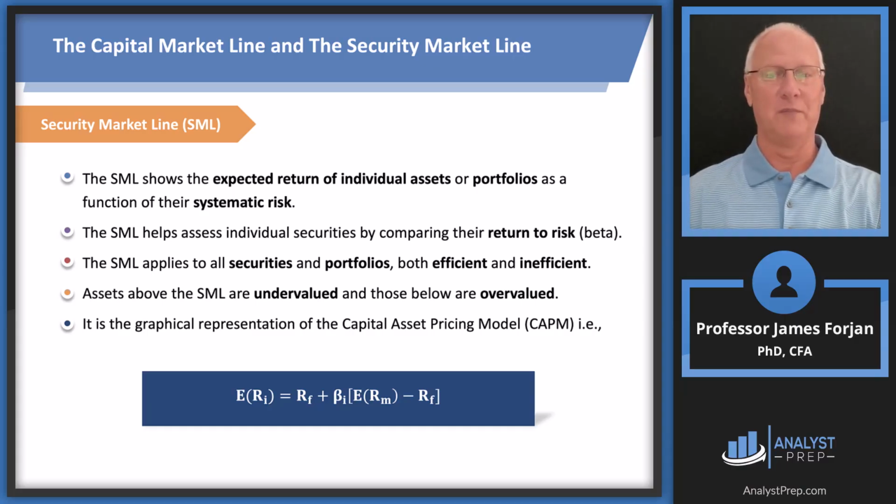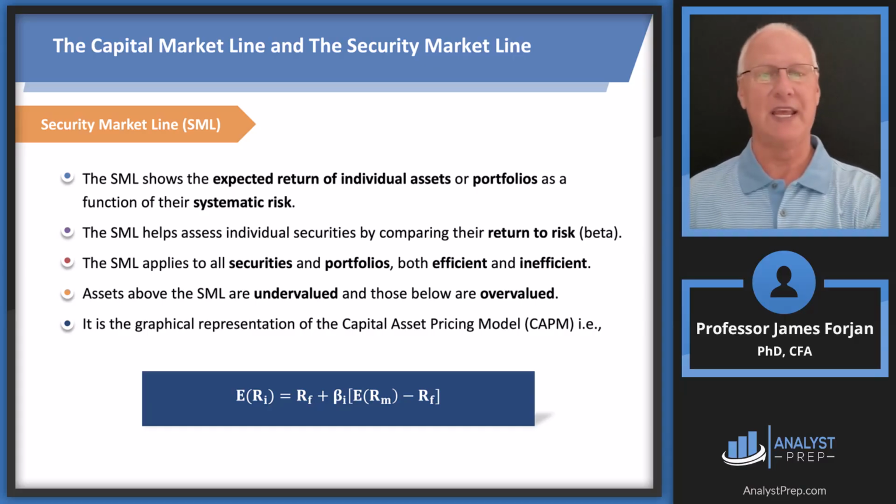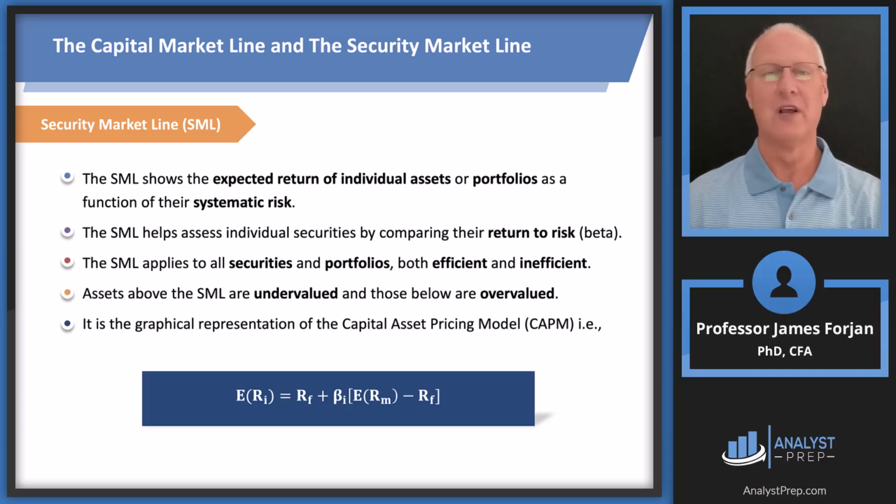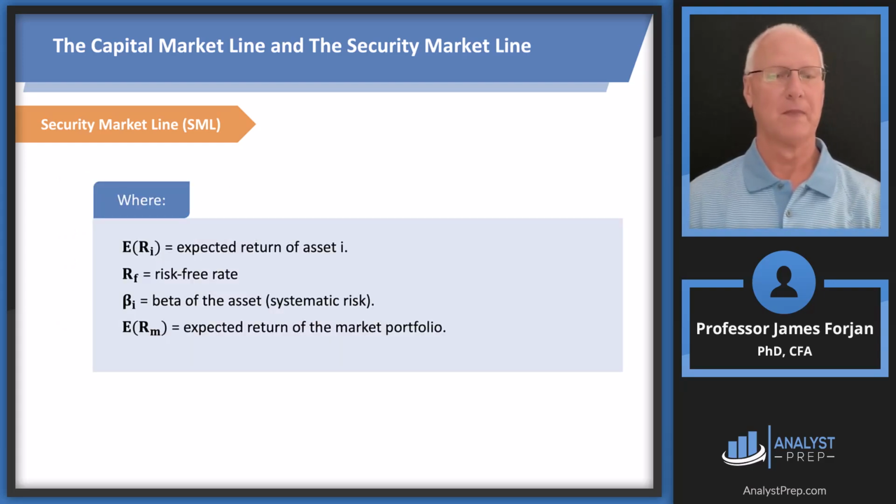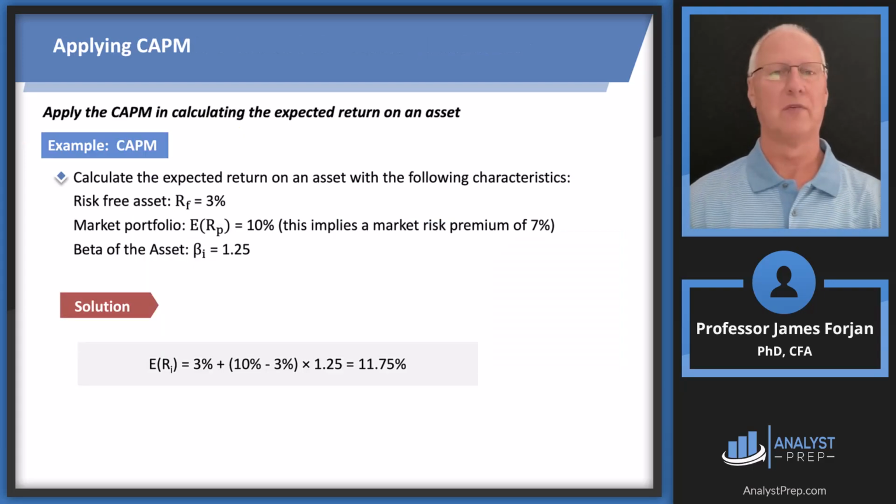Notice some of those bullet points. We have words like efficient and inefficient. We have words like undervalued and overvalued. Look at the bottom, graphical representation. It's a picture of the capital asset pricing model, systematic risk. And we know those things.